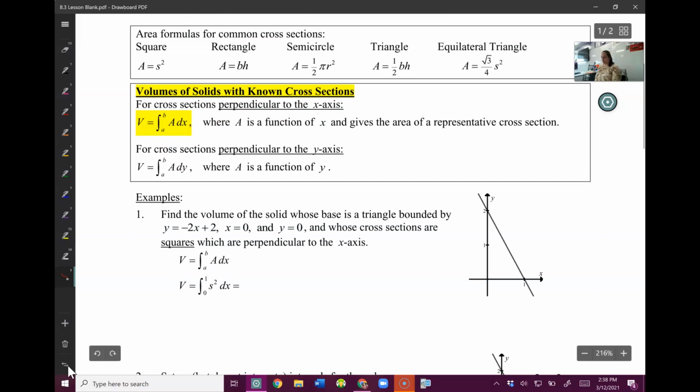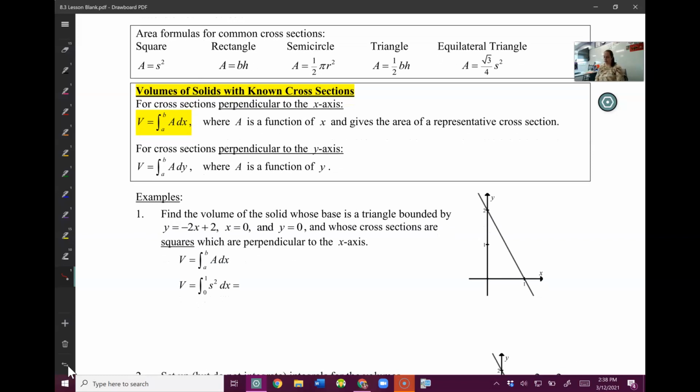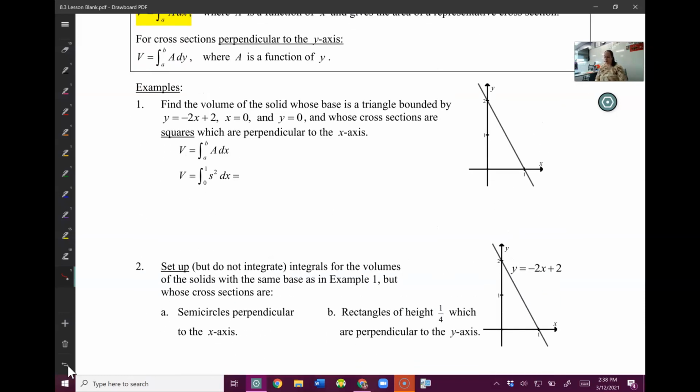So here's what we have. If we want to find the volume of these 3D objects, we're going to take the integral of the area. So I'll say that again. If we want to find the volume of these 3D objects, we're going to take the integral of the area, and then that's going to give us the volume. So let's start by looking at number 1.